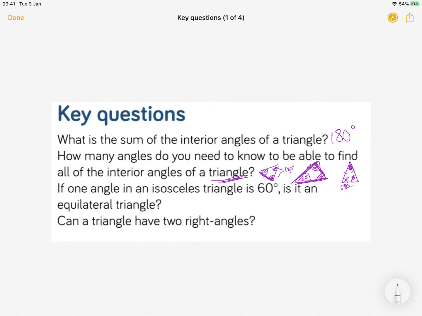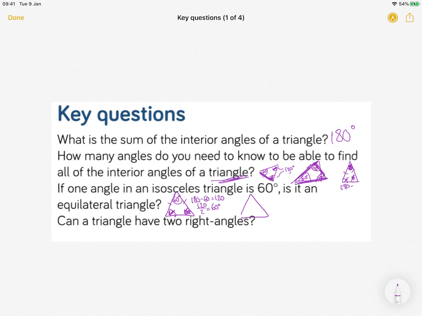If one angle in an isosceles triangle is 60 degrees, is this an equilateral triangle? Well, let's see. An example of an isosceles where the angle might be 60 degrees is where the top one is 60 degrees. Well, what would these ones have to be then? Because I know they've got to be the same. So 180 take away 60 is 120. Because these bottom ones are the same, 120 over 2 is 60 degrees. So therefore these are 60 degrees as well. So it would be an equilateral triangle.